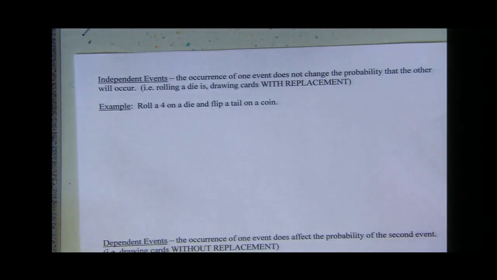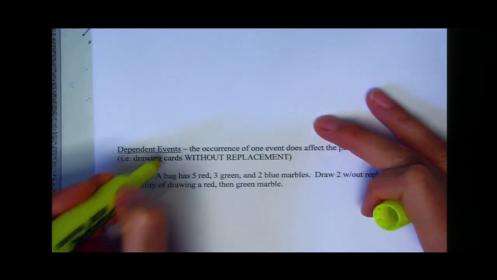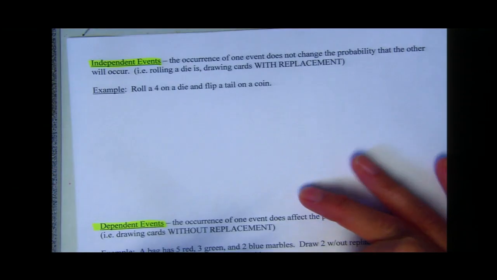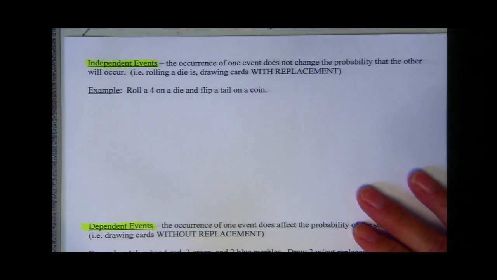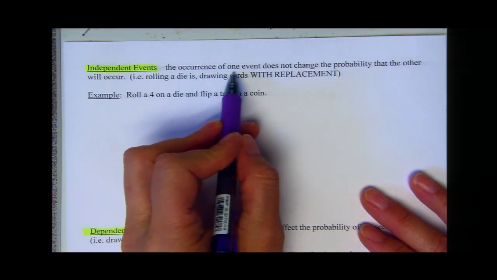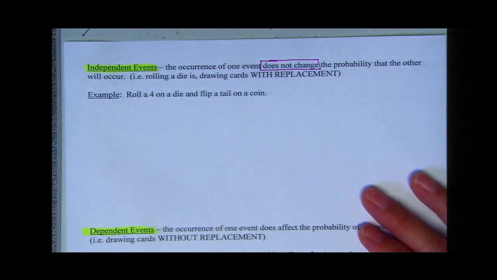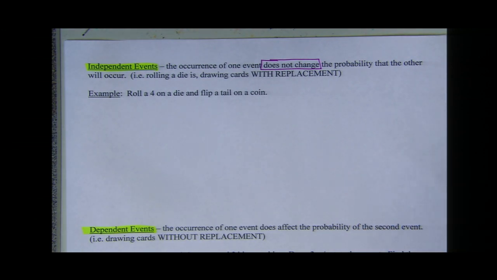And here we're going to talk about independent and dependent events. Okay, so the first thing that we need to discuss in some terminology is independent events, and if you'll notice down here, we're going to talk about dependent. So let's look at the difference between the two. Independent events tell us that the occurrence of one event does not change the probability that the other will occur, meaning it doesn't alter the likelihood of the second event.